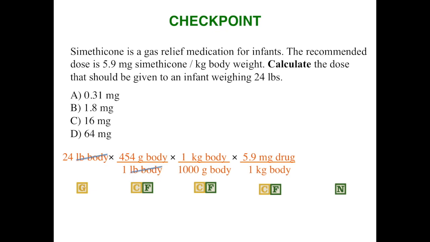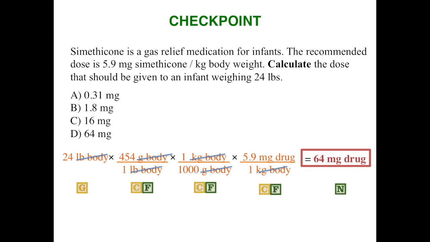Okay, so doing this problem, first the pounds of body will cancel out, then the grams will cancel out, then the kilograms will cancel out, giving you milligrams of drug in the end. Giving you the answer of 64 milligrams of drug.